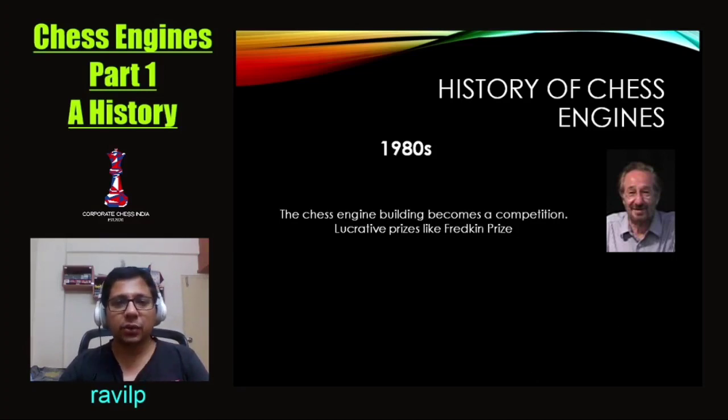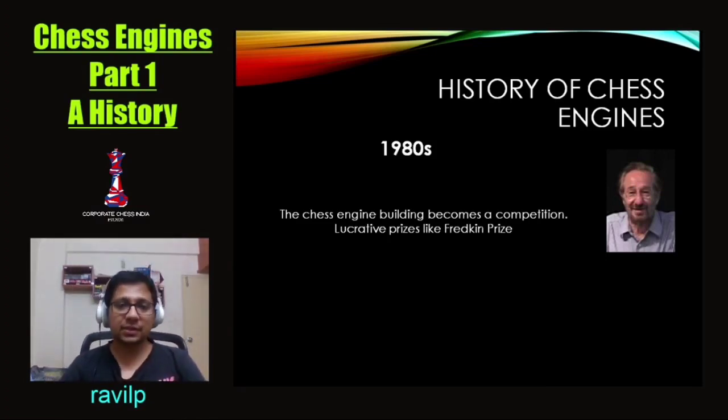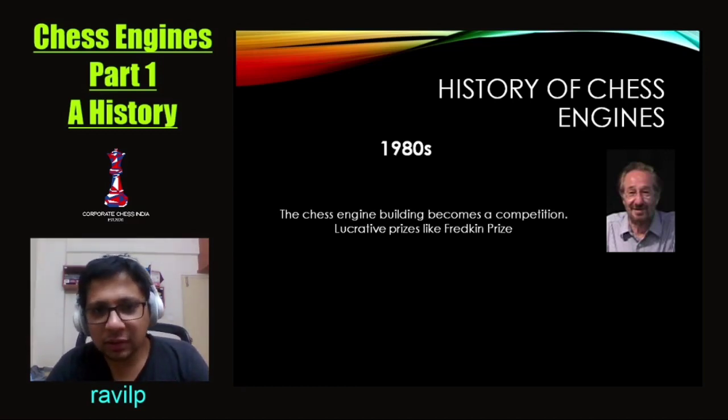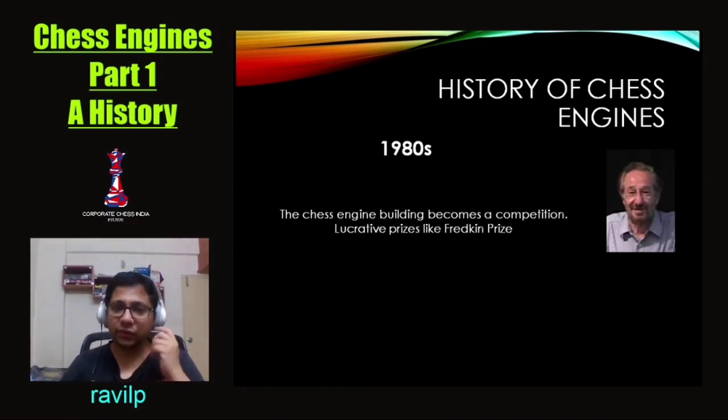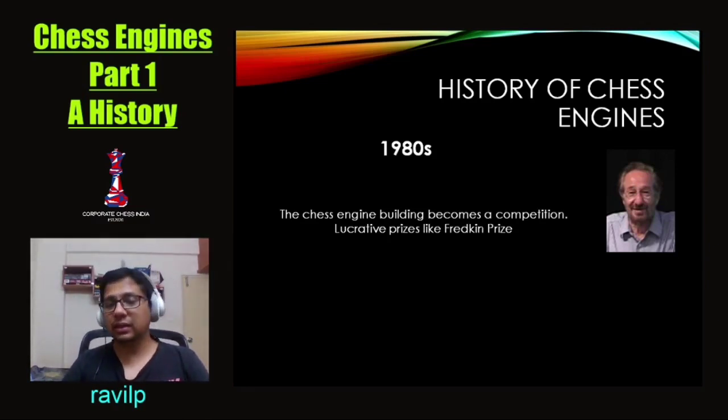It actually constituted of 3 prizes. The first prize of $5,000 was awarded to the first program to attain a master's rating. The second one was a prize of $10,000 awarded to the creator of an engine which could achieve a grandmaster status, as in it could beat a grandmaster. And the third one was $100,000, which was to be given out to the machine which would beat the current world champion at that time.